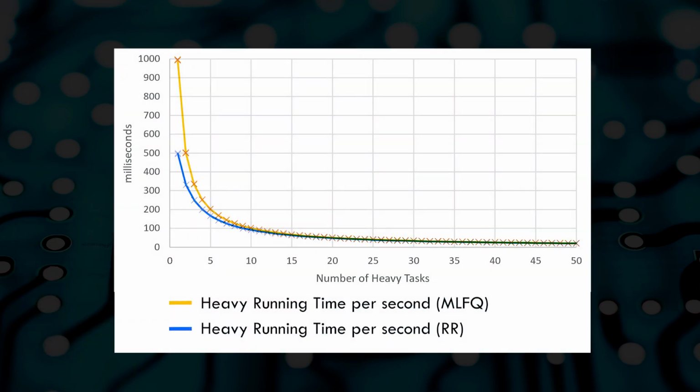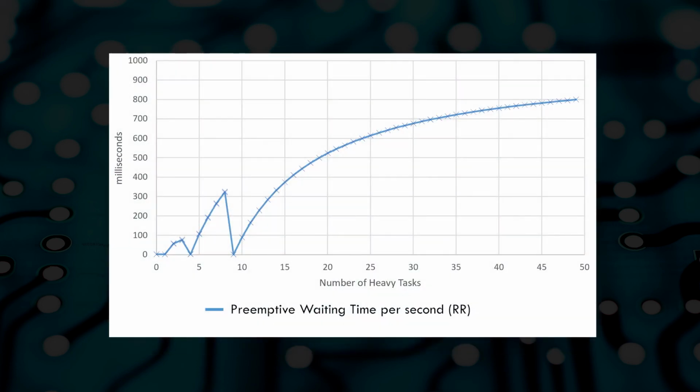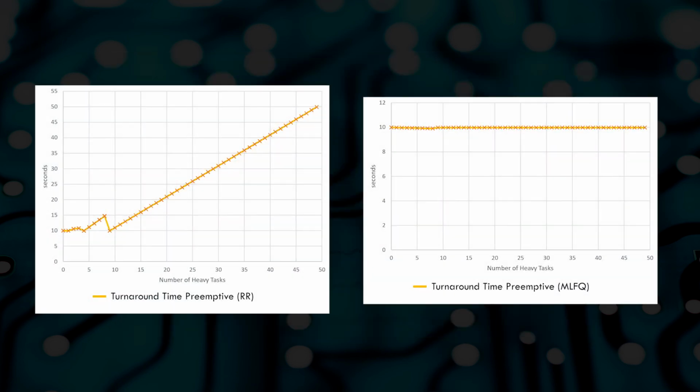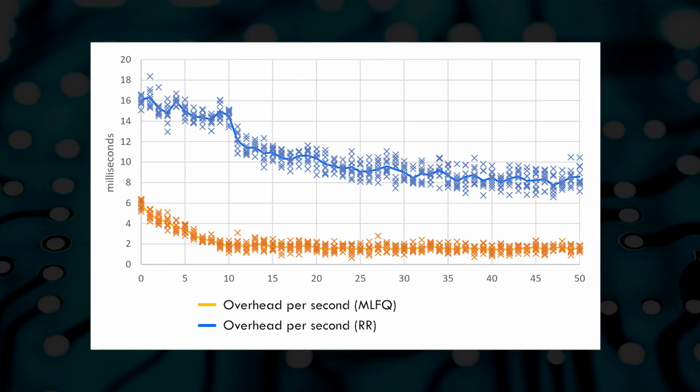The results show very similar running times per second for both algorithms. It looks like round robin performs slightly worse, but this is because there is actually another process that is responsible for idling the CPU, and round robin doesn't favor one task over another. More interesting is the waiting time of the preemptive tasks. While with round robin the waiting time increases with the number of processor-intensive tasks, it hardly changes at all with multi-level feedback queue and results in good response times. The turnaround time of preemptive tasks follows their waiting time very closely. As for the overhead of the scheduler itself, multi-level feedback queue outperformed round robin.